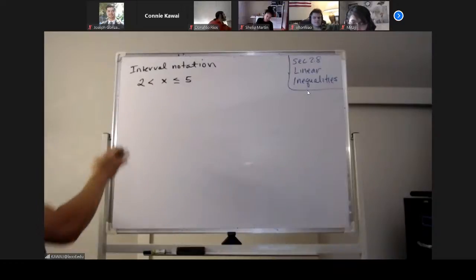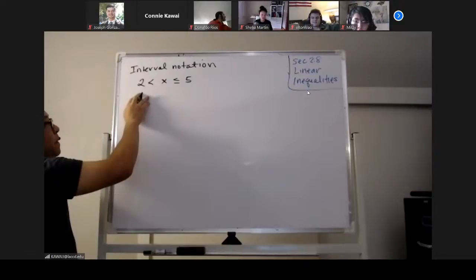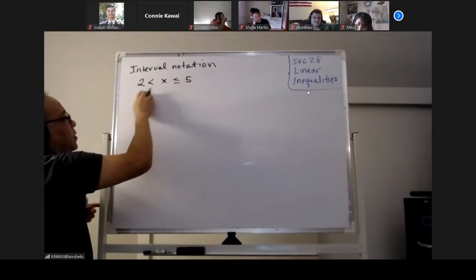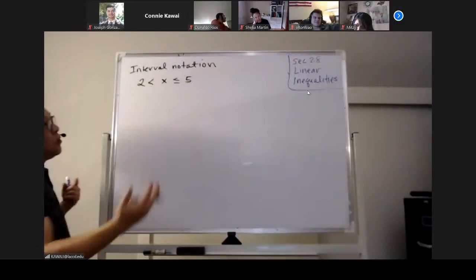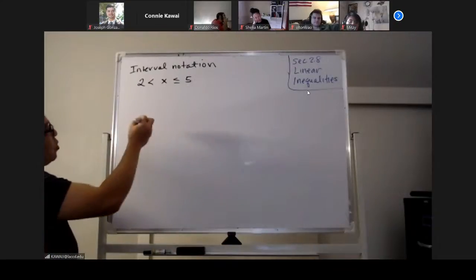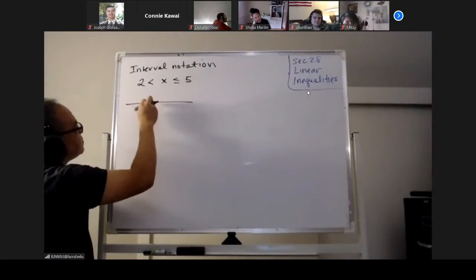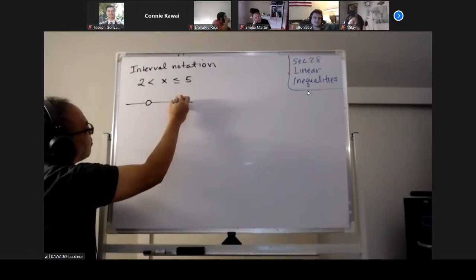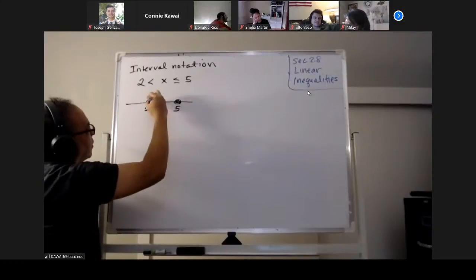So if your kid is in this interval, older than 2, and you can be older than 2 or exactly 5. If you're one day older than 5, then no, you cannot be in there. You cannot come. Now, we can graph this. Like this.